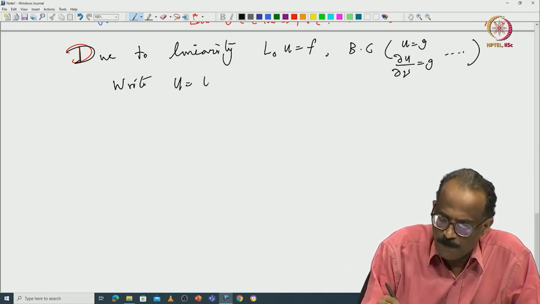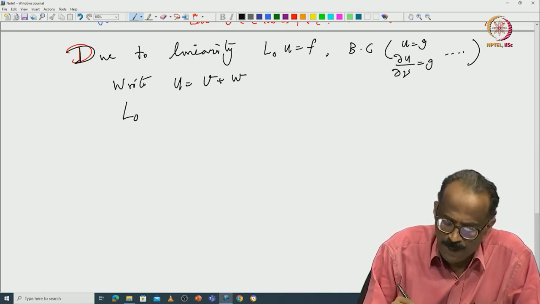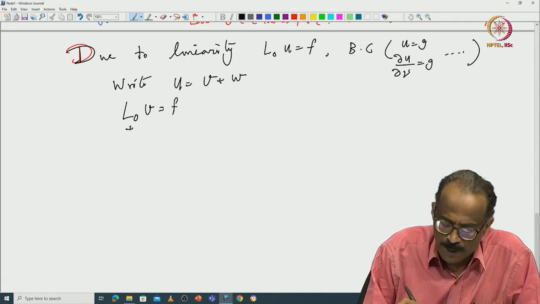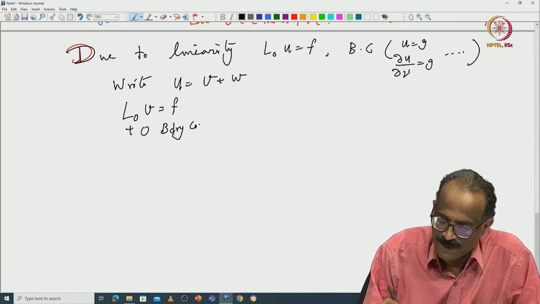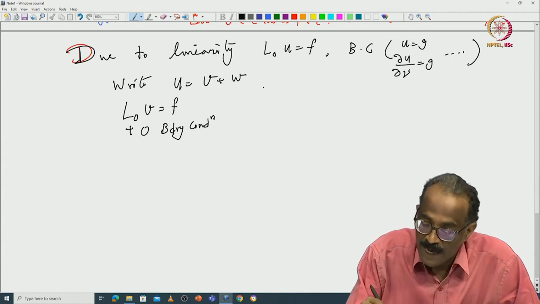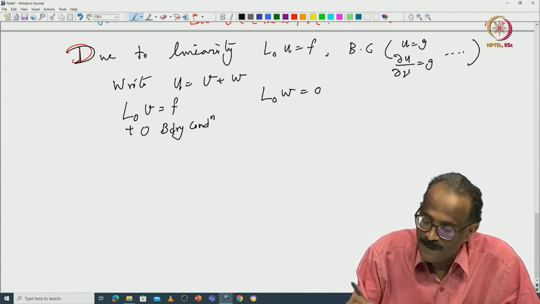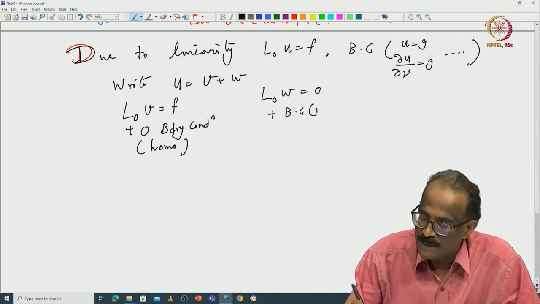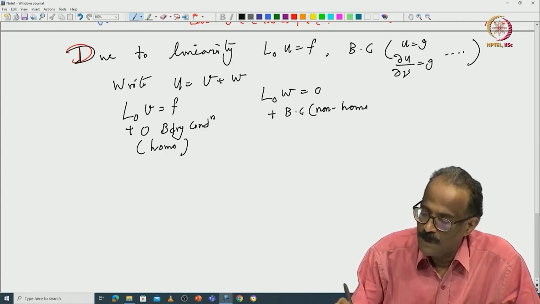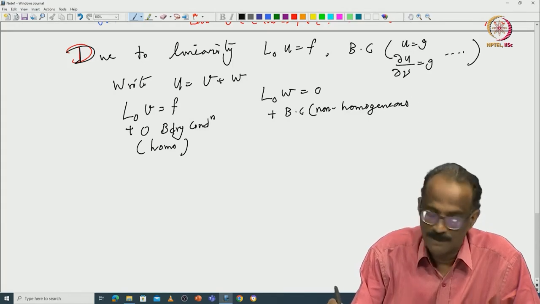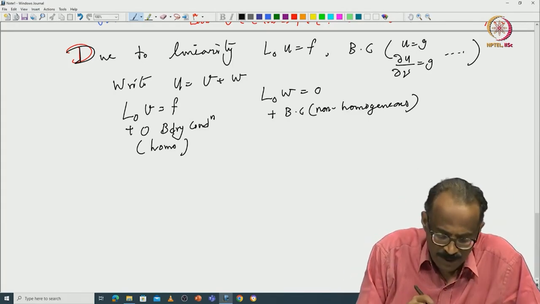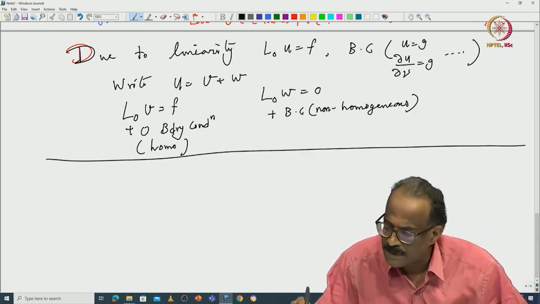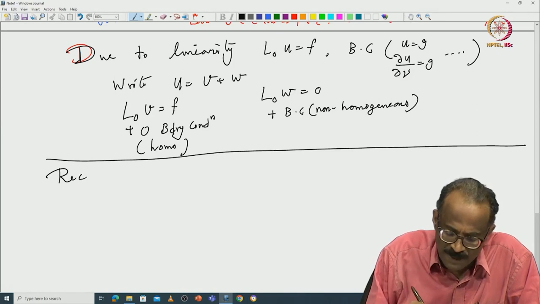Write u equal to v plus w, with L naught of v equal to f plus a zero boundary condition, whatever be that linear situation, and L naught of w equal to 0 with a non-homogeneous boundary condition. Here it is homogeneous, here it is non-homogeneous. This is the linear feature, you can do that. Now I want to recall some motivation which we have.